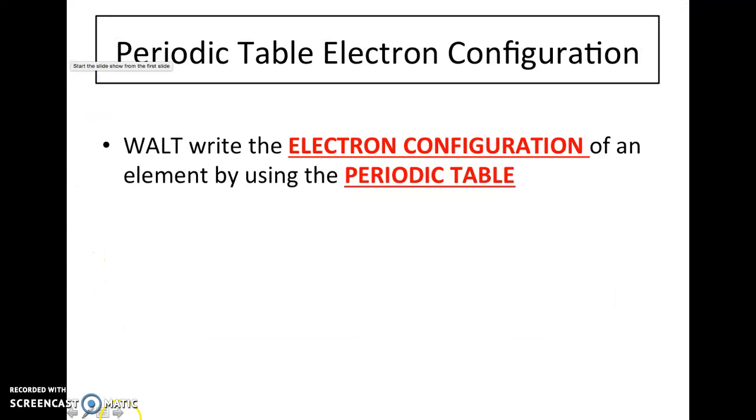Welcome to the next day of electron configuration. Our objective for the day is learning to write the electron configuration of an element by using the periodic table. So far we have written the electron configuration using orbital diagrams, and we've also written it based off of the filling order. But today we're going to look at how we can use the periodic table so that way we don't have to memorize everything.